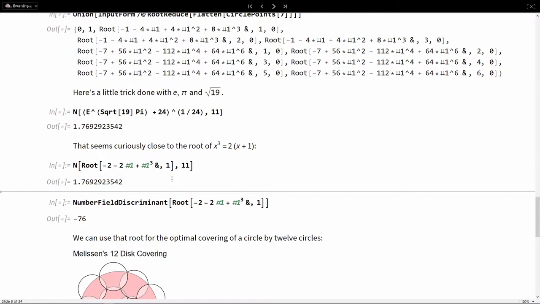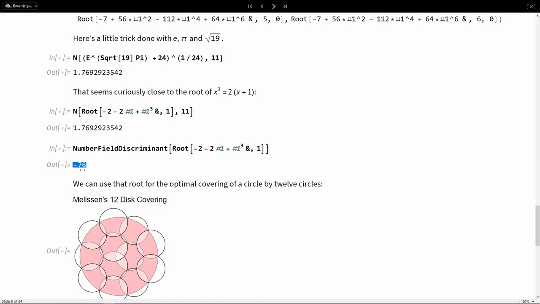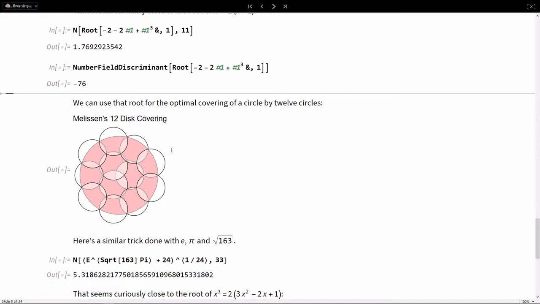This particular polynomial has a discriminant of minus 76, which is another frequent one that's seen. And with that particular geometry space, we can get this covering of a disk with 12 identical disks. And this is the best possible solution found by Mellison.